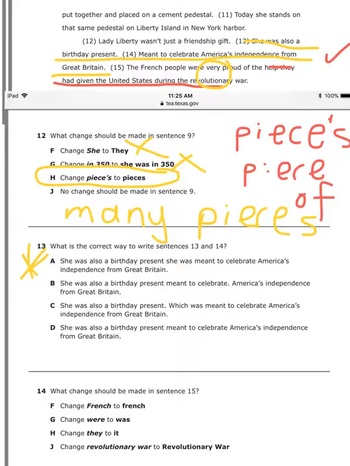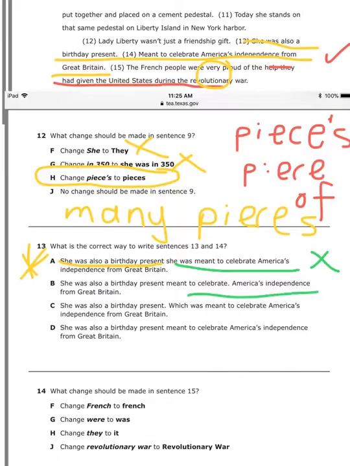Okay, this is a complete idea and then I'm going to use a green. And this is another complete idea and they're just put together without any punctuation and we don't do that. Two complete ideas joined by nothing, they are not joined. She was also a birthday present she was meant to celebrate. No. Letter B. She was also a birthday present meant to celebrate. Period.